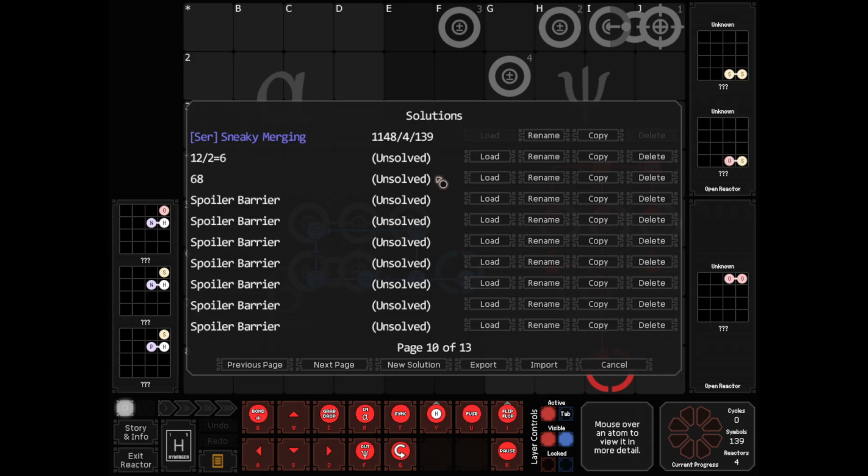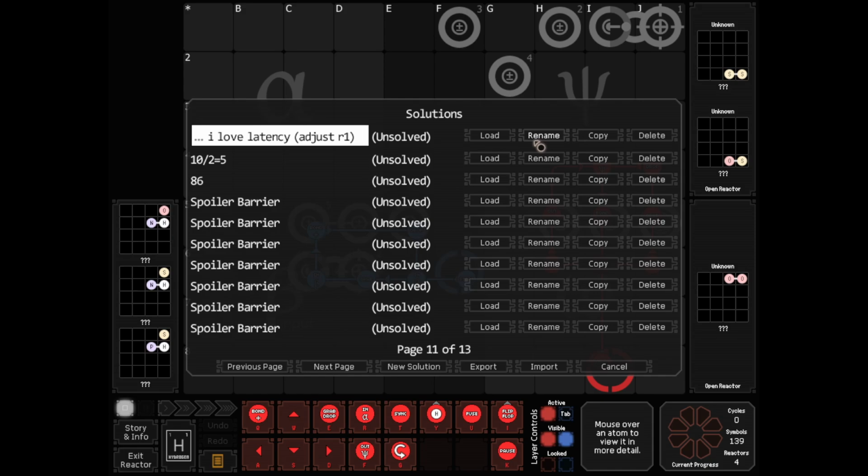Okay, so we went from 7 cycles to 6 cycles. Let's have a look at what second place is doing. Of course, Big Mango Head is doing it in 5 cycles now. And saying, I love latency, adjust reactor 1.